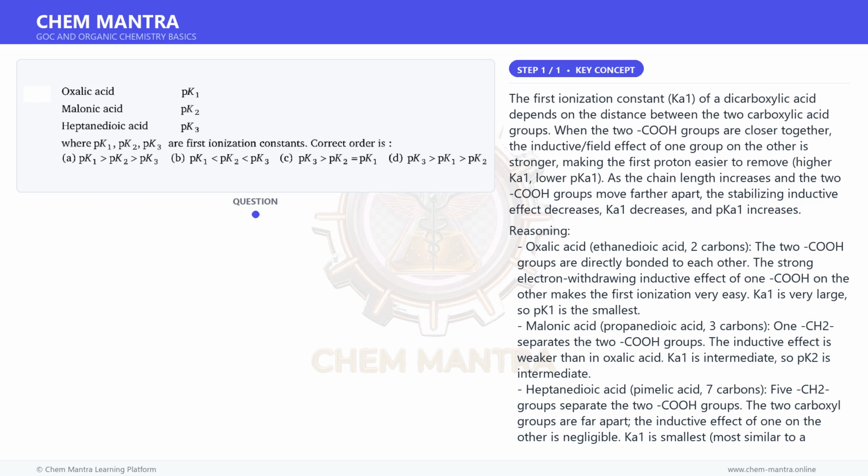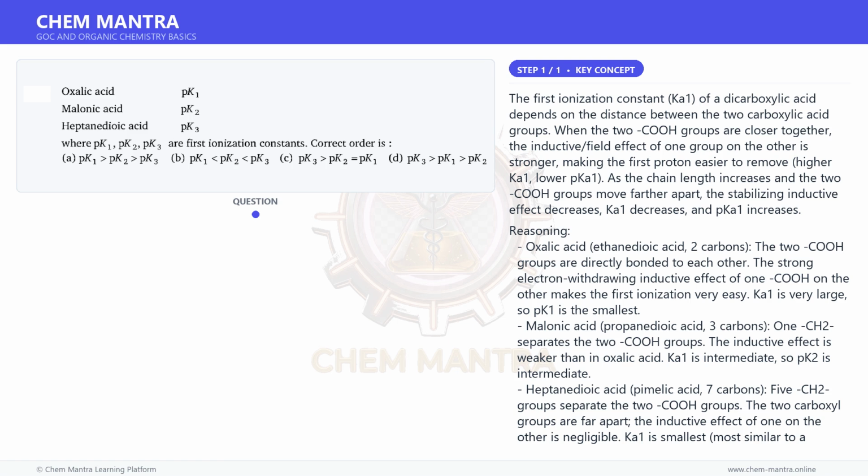The first ionization constant, Ka1, of a dicarboxylic acid depends on the distance between the two carboxylic acid groups. When the two COOH groups are closer together, the inductive field effect of one group on the other is stronger, making the first proton easier to remove: higher Ka1, lower pKa1. As the chain length increases and the two COOH groups move farther apart, the stabilizing inductive effect decreases, Ka1 decreases, and pKa1 increases.